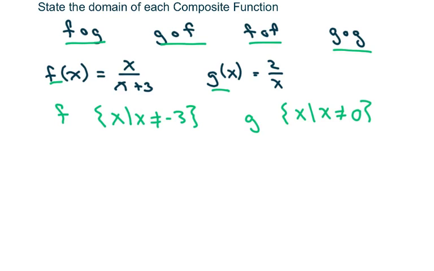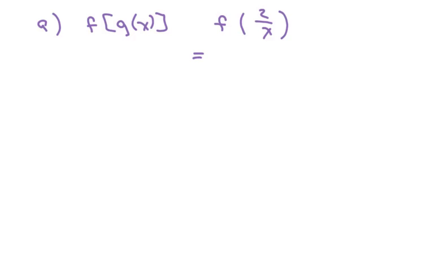And then we're just going to go through and do all four of these. We're going to compose them and then state the domain. So for the first one, we have f of g of x. So we're going to do f of 2 over x, which equals 2 over x divided by 2 over x plus 3.